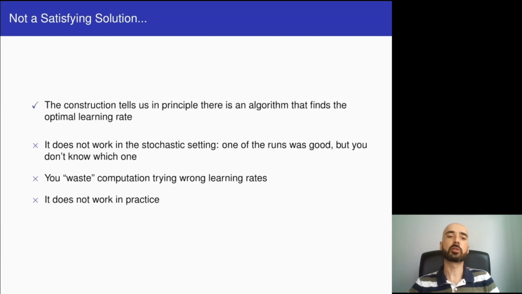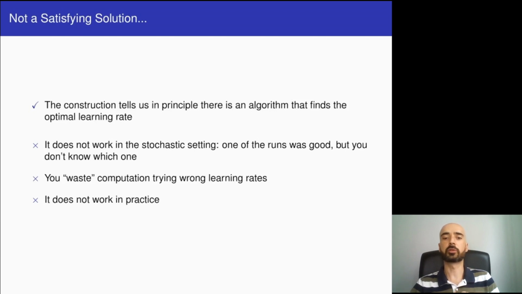However, as Nemirovsky admitted, this does not work in the stochastic setting. The reason is that among all the runs that you do with different alphas, there is one that is the right one. But in order to understand which one is the right one, you have to calculate the argmin over f for all the solutions that you generated. But if you cannot calculate the argmin, because you are in the stochastic setting, you don't know anymore which one is the good one, and you don't know how to proceed. Also, there is another couple of problems.